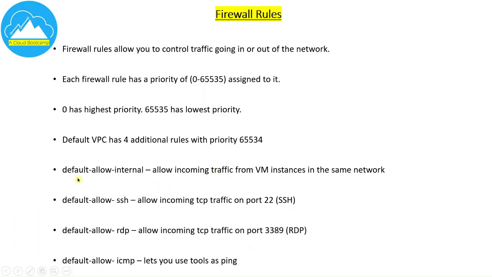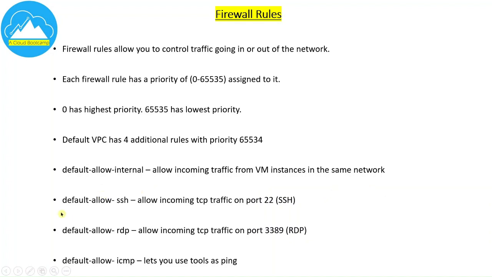If you want to know more about it, the first one is default allow internal. Basically, it will allow the incoming traffic from the VM instances in the same VPC network. Keep in mind, if those VM instances are part of the same VPC network, then it will allow the incoming traffic from the VM instances by default.